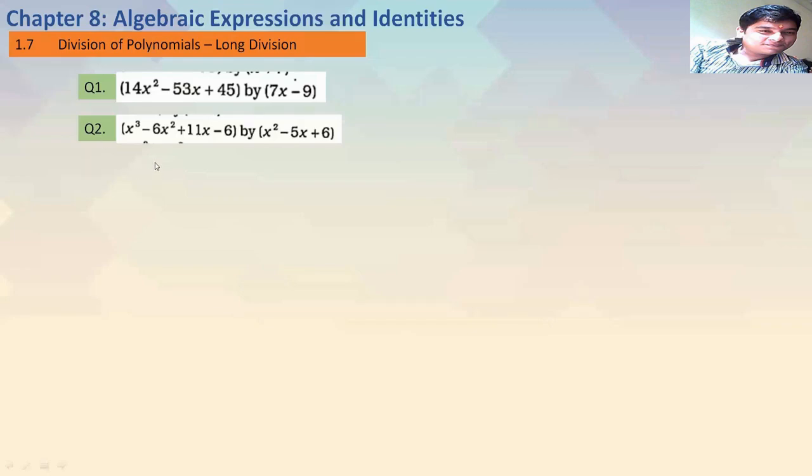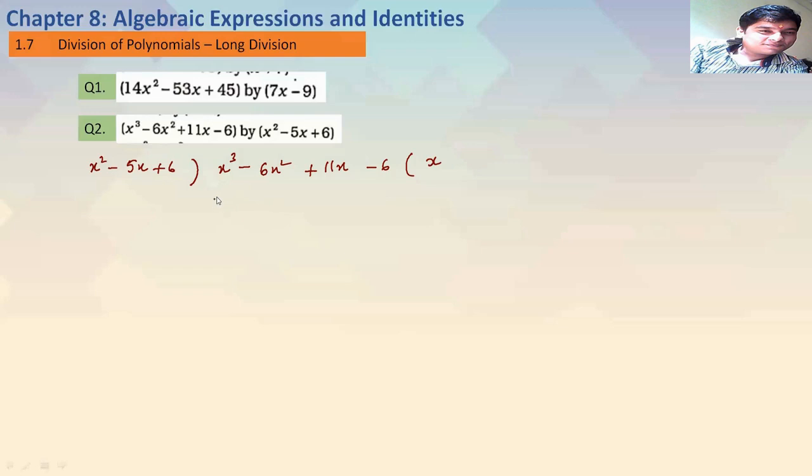Have I taken questions where the remainder is 0? Okay, let me just give it a try. We are dividing x cubed minus 6x squared plus 11x minus 6 by x squared minus 5x plus 6. What did you take as the first term in the quotient? X. Very good, because we just have x cubed. When you multiply x to the whole expression in the divisor, what are you going to get?